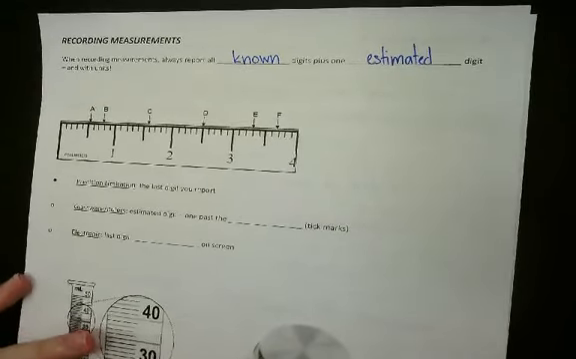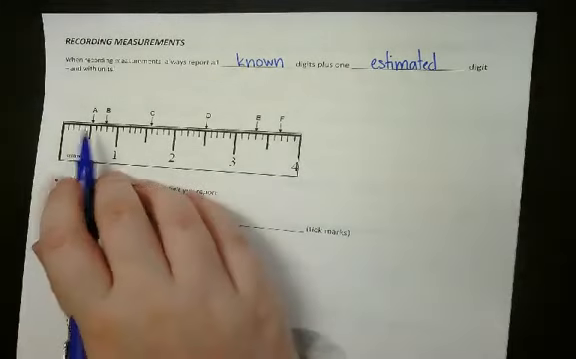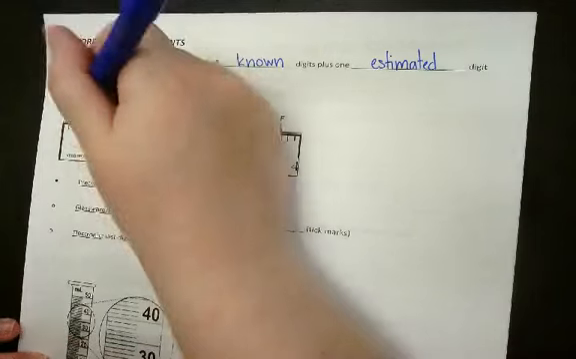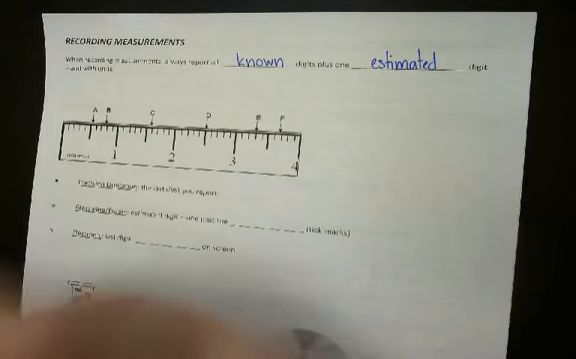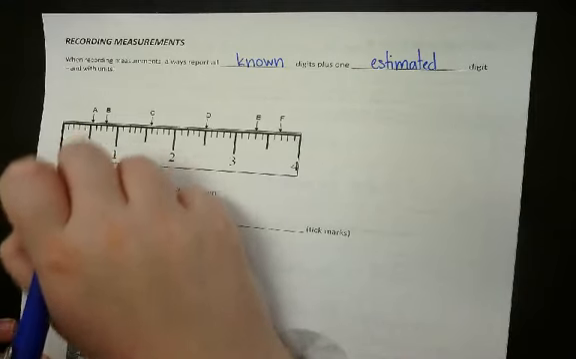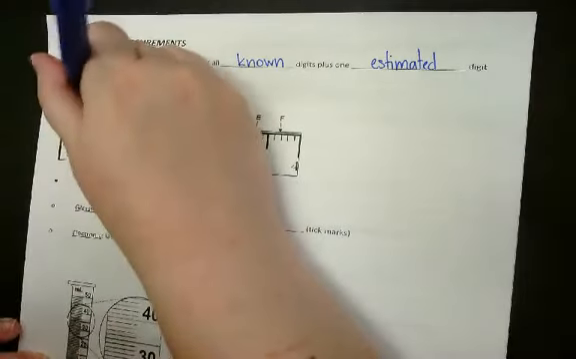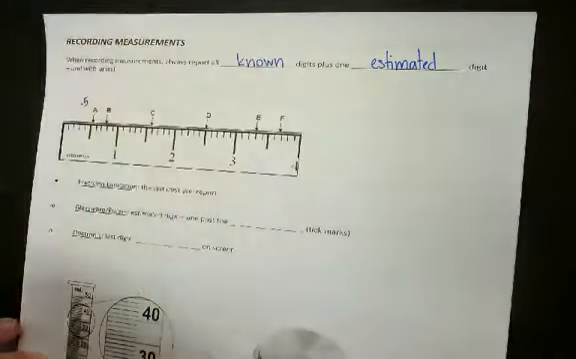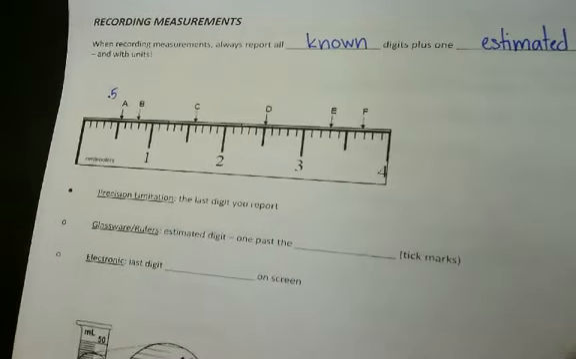Okay, so what does it mean by known and estimated? Looking at this ruler here, looking at A, if I were to try and figure out how long A is, where it is on this ruler, what I know is that it is past the 0.5 marking, but it is not at the 0.6 marking yet, which means I know for a fact that A is 0.5 something. So I'm going to go ahead and put 0.5 because I know A is at least 0.5. I know that for certain.